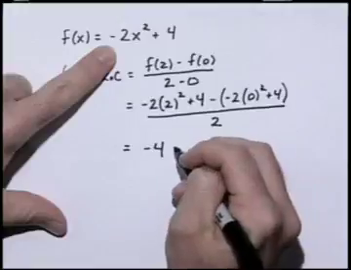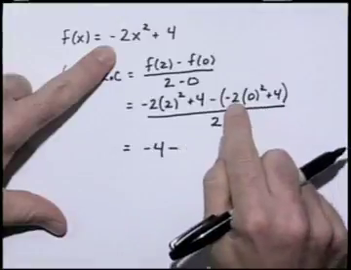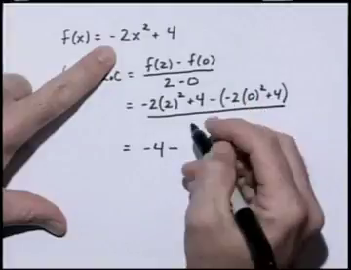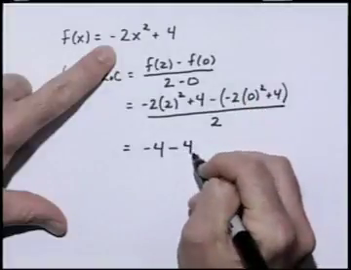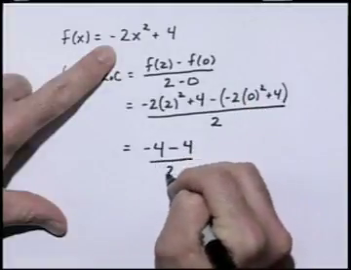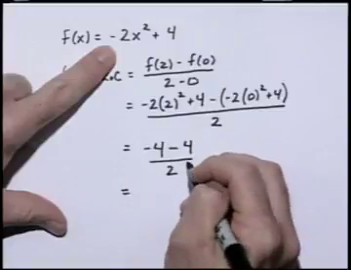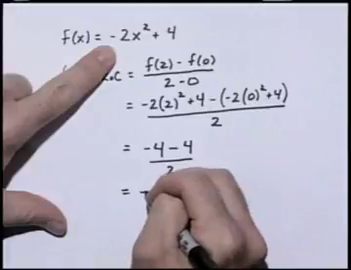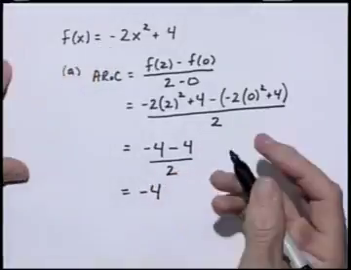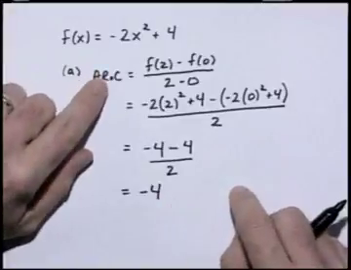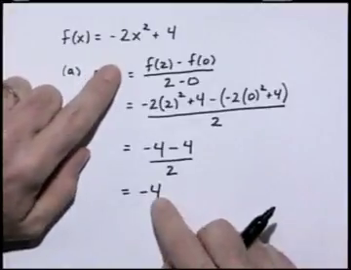So that's f of 2. Minus negative 2 times 0 squared is 0. 0 plus 4 is 4. So that's f of 0. And that's all over 2. Negative 4 minus 4 is negative 8. Negative 8 divided by 2 is negative 4. So the average rate of change of the function between 0 and 2 is negative 4.